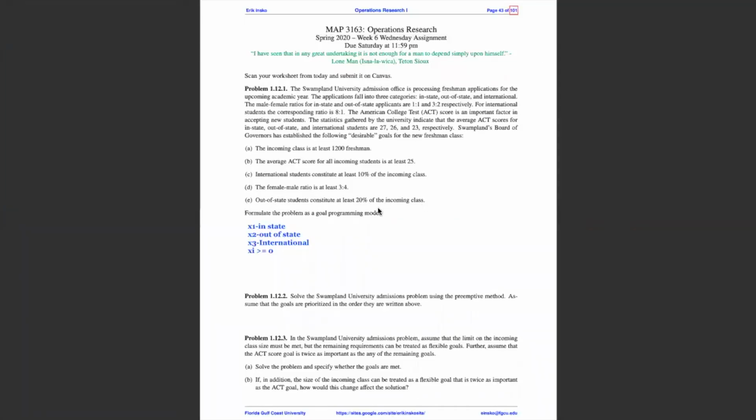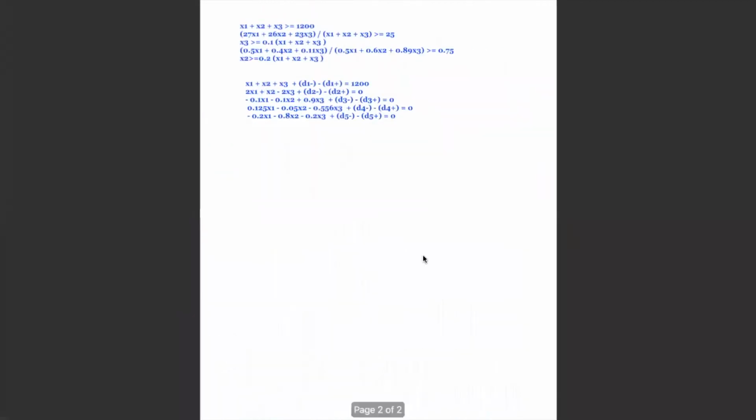Hello everyone, this is week 6 Wednesday assignment and we are doing admission to SwampU University. So here is our data. X1 is in-state, X2 is out-of-state, and X3 is international students.